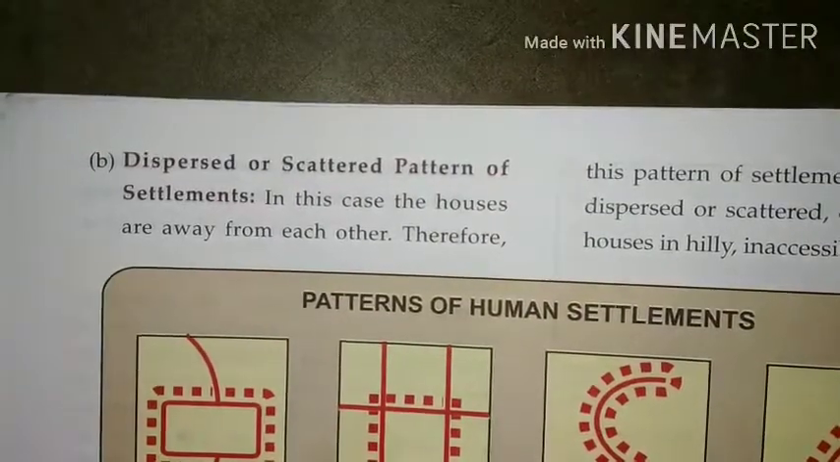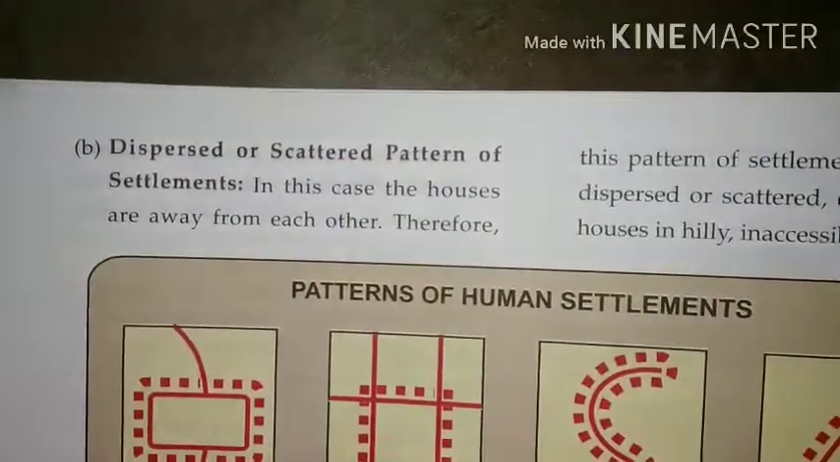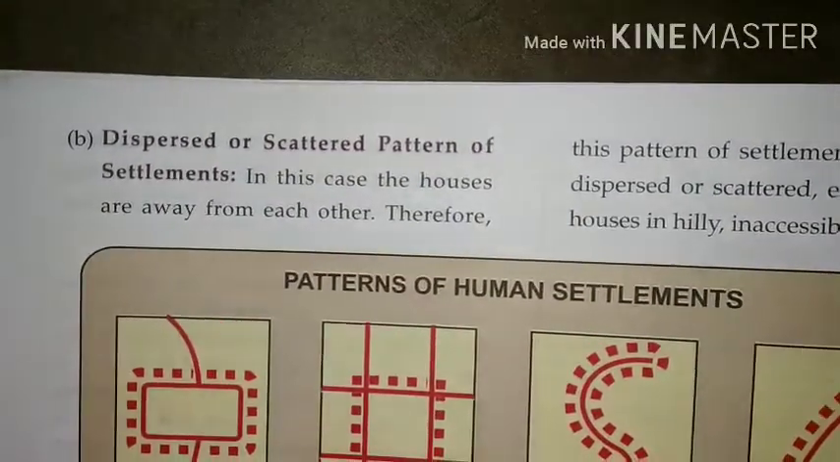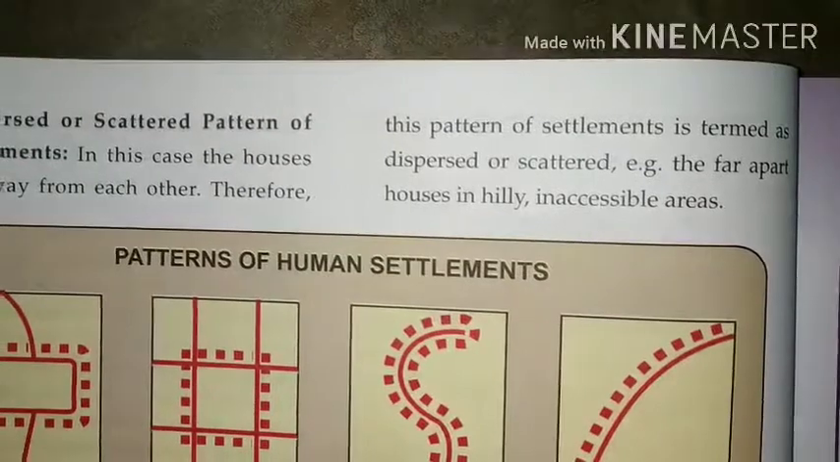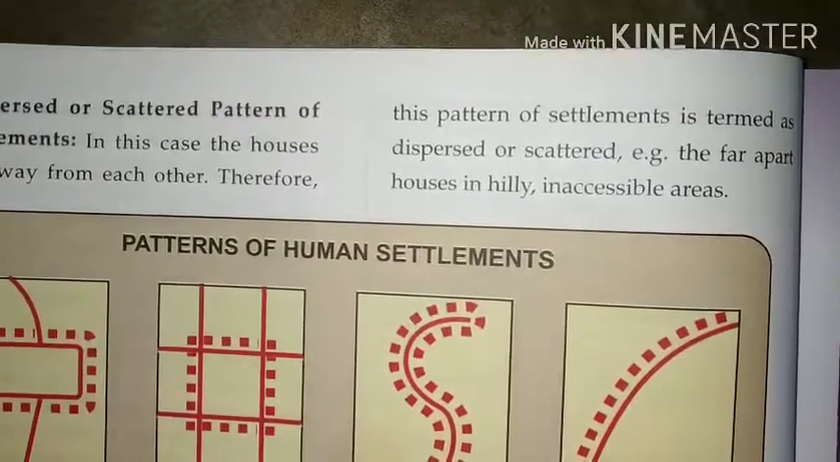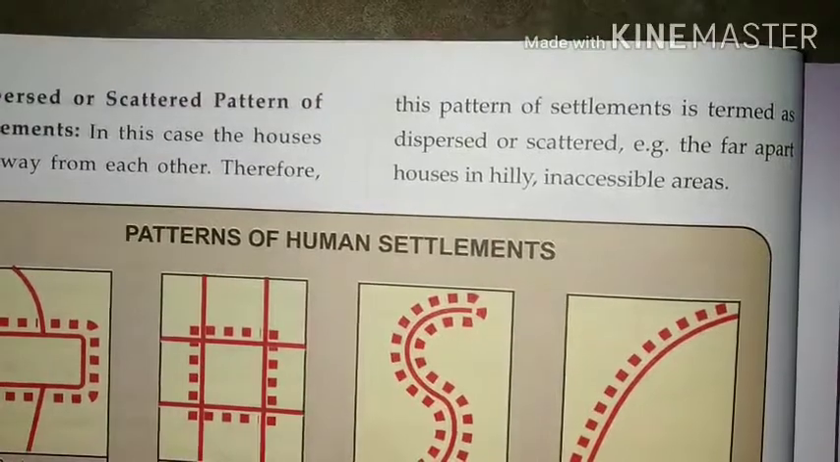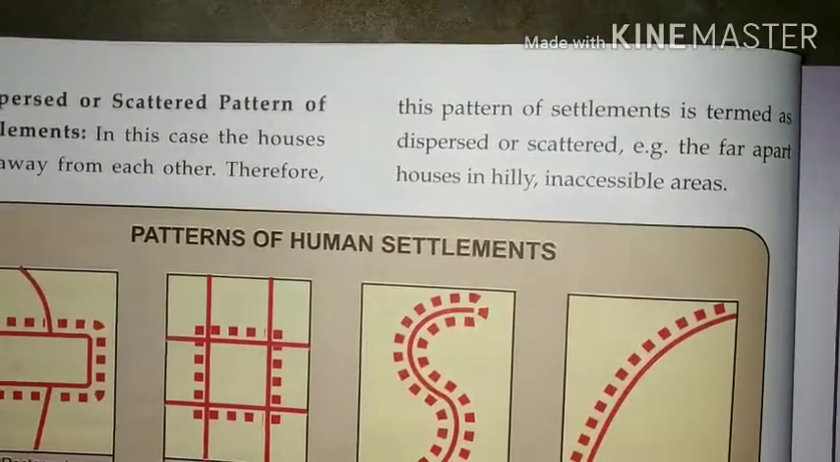Next one is dispersed or scattered pattern of settlement. In this case, the houses are away from each other, therefore this pattern of settlement is termed as dispersed or scattered. Example, the far apart houses in hilly inaccessible areas. Around the hilly areas, you know that the plain regions are not there. It is not easy for the people to construct houses. In that case, houses are far away from each other, so we call it dispersed or scattered pattern of settlement.